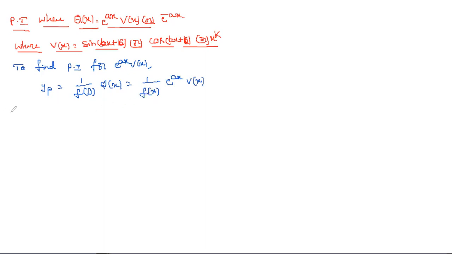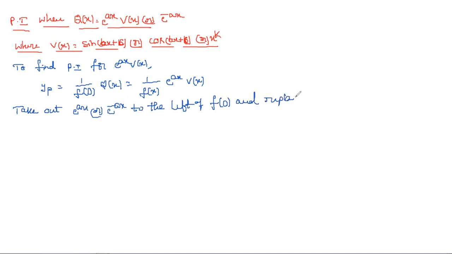So what do we have to do? The first step is to take out e power ax or e power minus ax to the left of f of D, and replace every D with D plus a or D minus a.